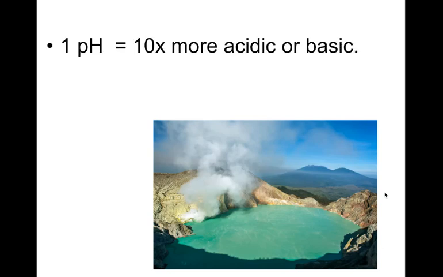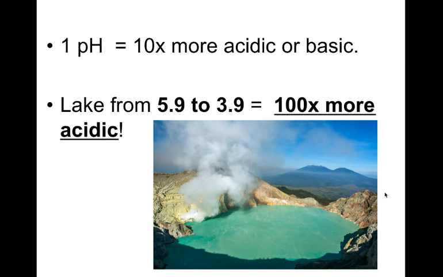Let me go ahead and show you the other unique thing about pH. To get everything to fit on there, instead of going up by units of 1, it's a logarithmic scale. So if you go up by a pH of 1, it's going to be 10 times more acidic or basic. And so if the lake moves from a 5.9 to a 3.9, it's 100 times more acidic than the previous lake.